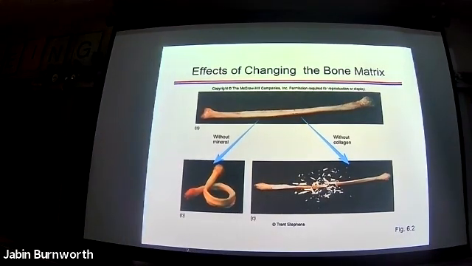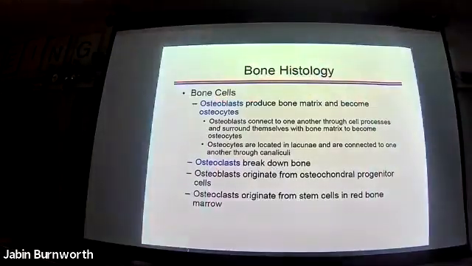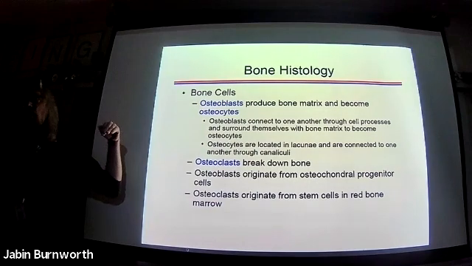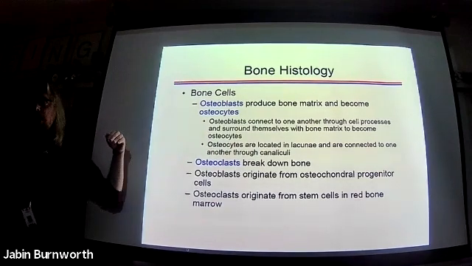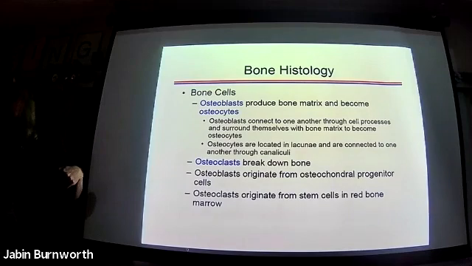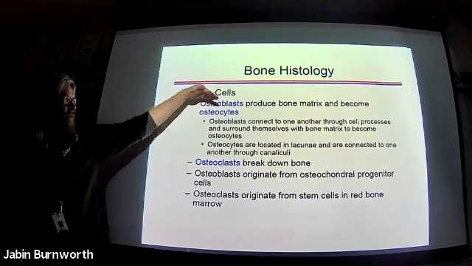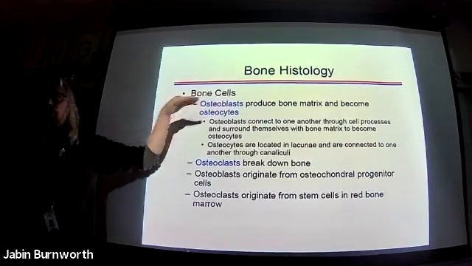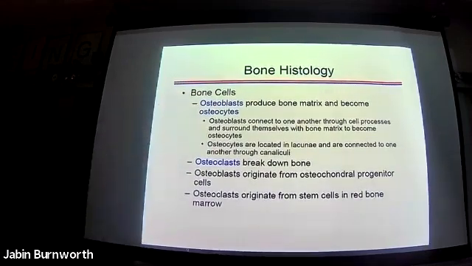So when we look at bone matrix, it can change. I want to end today with this. We had chondrocytes, we had chondroblasts. We're now moving to osteoblasts and osteocytes. What do you think osteo means? Bone. You're correct. It means bone.